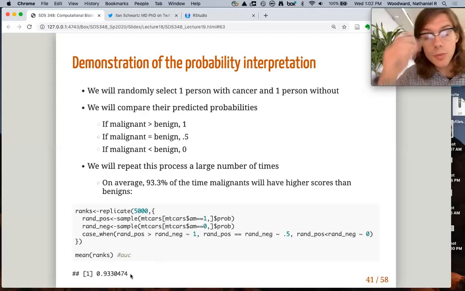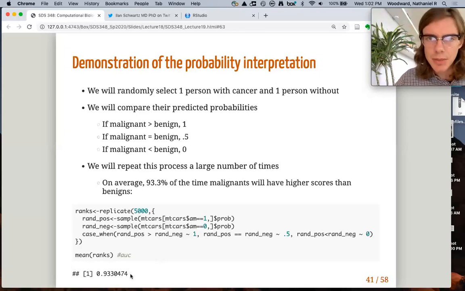So 93.3% of the time, when you compare, think about the cancer example if it's easier, when you compare someone who's actually malignant's predicted probability with someone who's actually benign's predicted probability, the malignant will be higher 93.3% of the time. That's how you can interpret the AUC. It's probably my favorite interpretation of it, because otherwise it's kind of an arbitrary number.